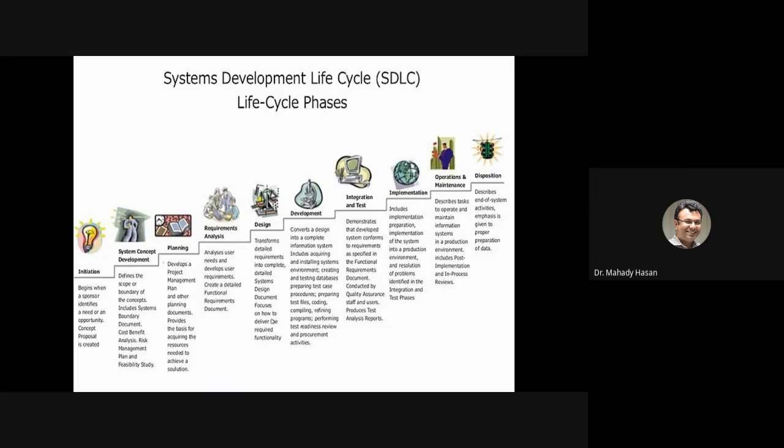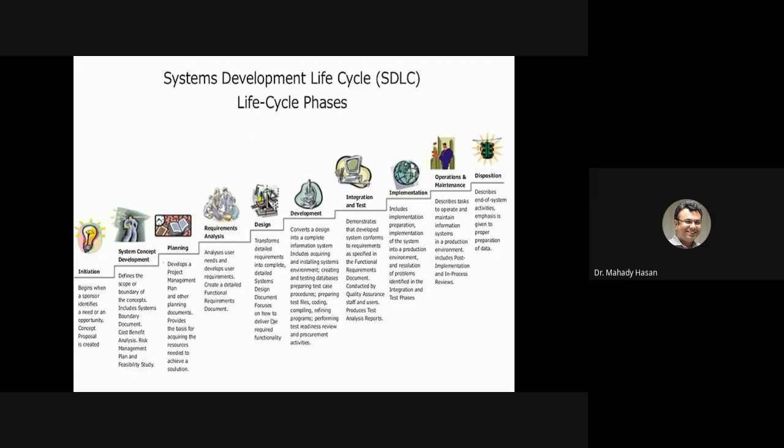As you can see here, we have initiation. So first of all, we need to have the need of the system. Someone should be telling, okay, I need a system that needs to be developed. So this is the initiation part. Then system concept should be developed. Okay, how that need can be converted to a system.